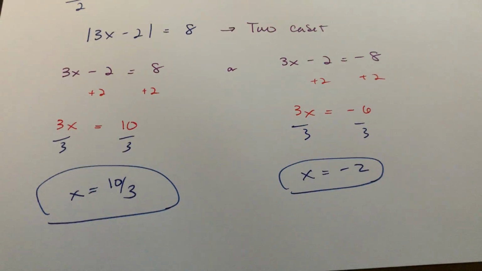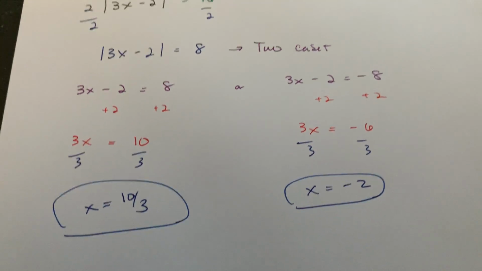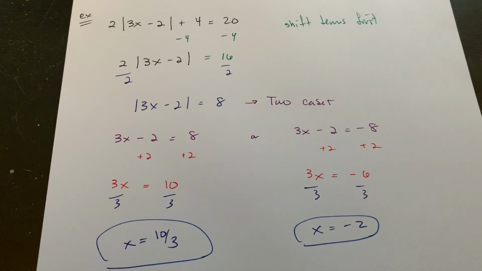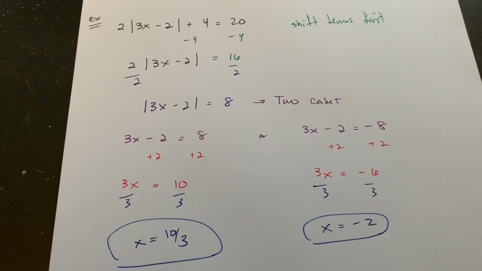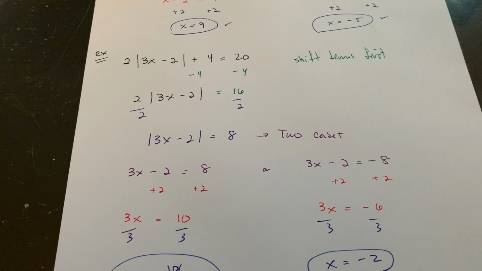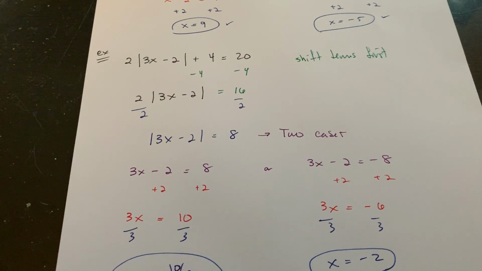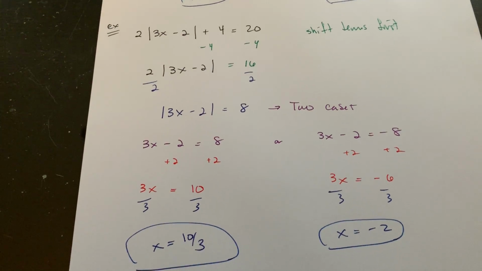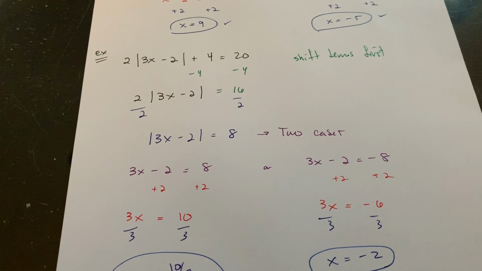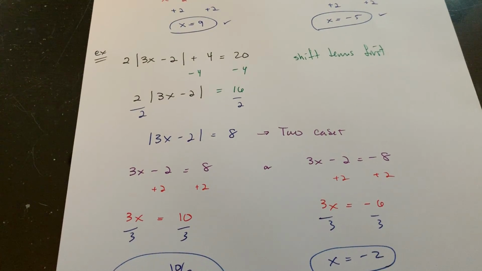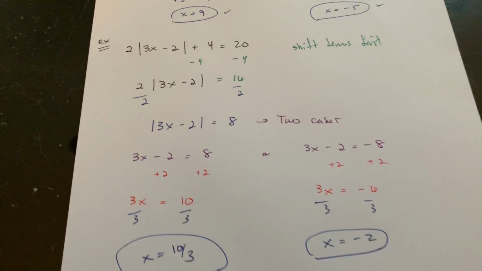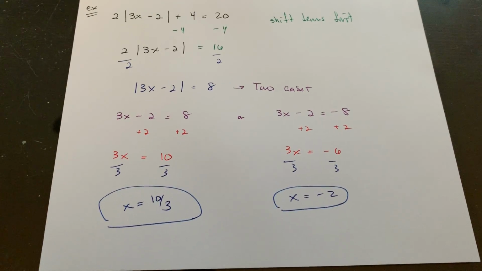And in theory, either of these numbers will work in the original. If we do a quick mental math check, minus 2 times 3 is minus 6, minus 2 is minus 8, absolute value is 8, 8 times 2 is 16, 16 plus 4 is 20. If I did 10/3 as mental math, 10/3 times 3 is 10. 10 minus 2 is 8. Absolute value of 8 is 8. 2 times 8 is 16, plus 4 is 20. So both of those check out.